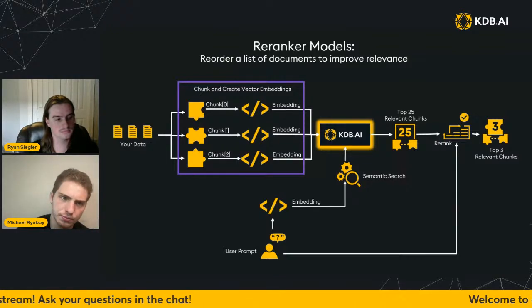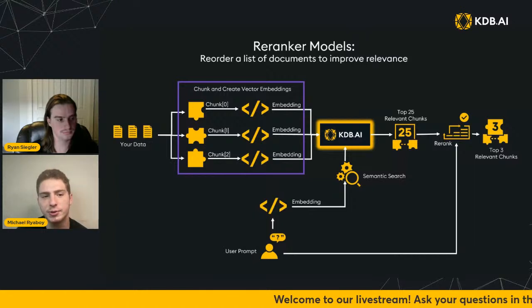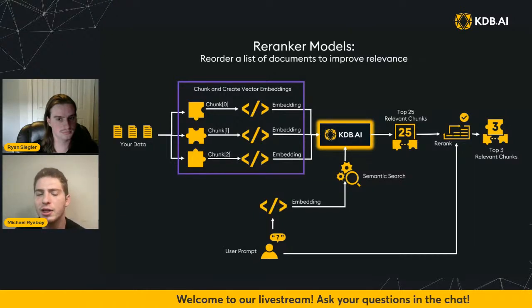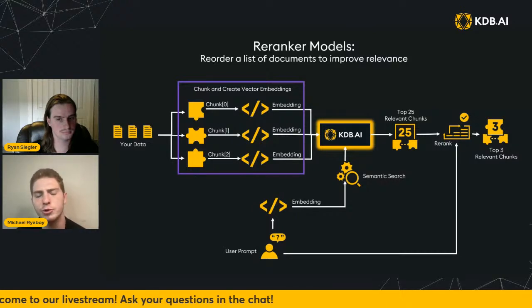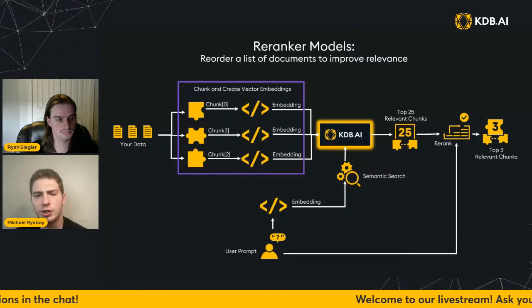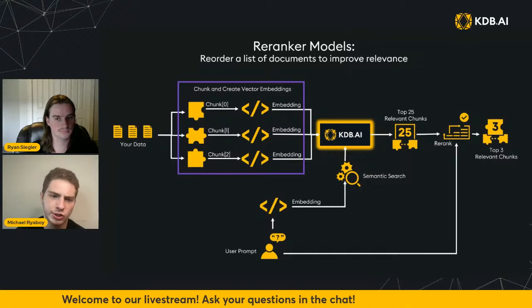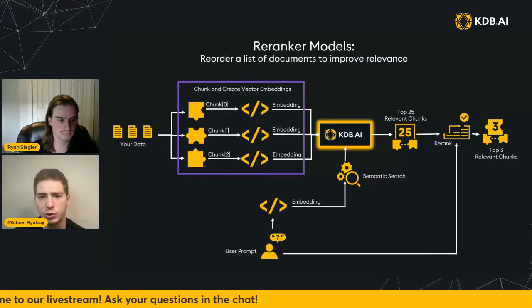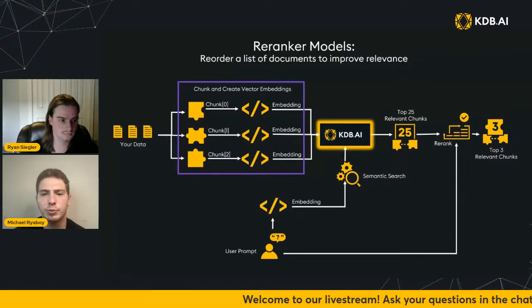So what you could do is use a re-ranker to actually improve this. You have your data, you chunk it, you embed it, you insert it into your vector database. And then at query time, you have a user prompt. You embed that user prompt. You run a semantic search. You get some chunks from your vector database. Here I have top 25 relevant chunks, but in reality, you might want to use more. And then you could use a re-ranker to get the top 3 most relevant chunks, or to get a better ordering on these top 25.